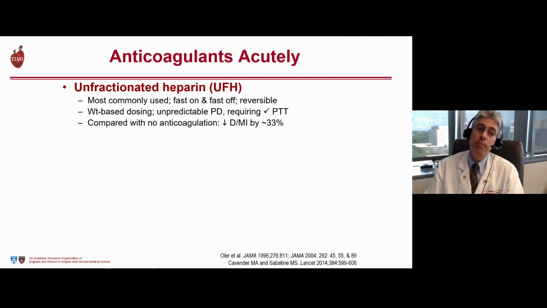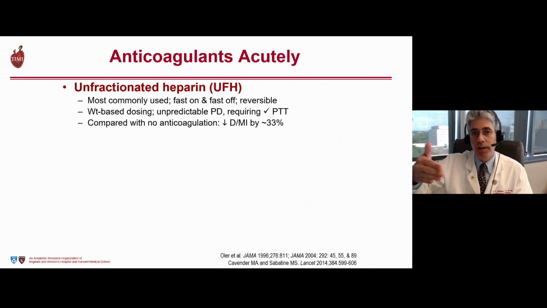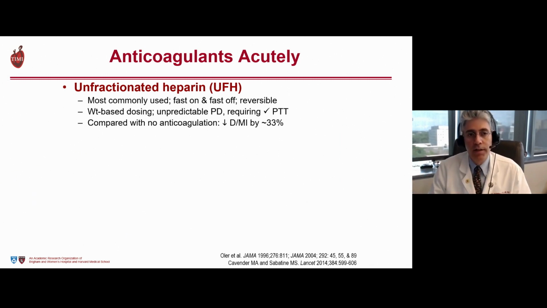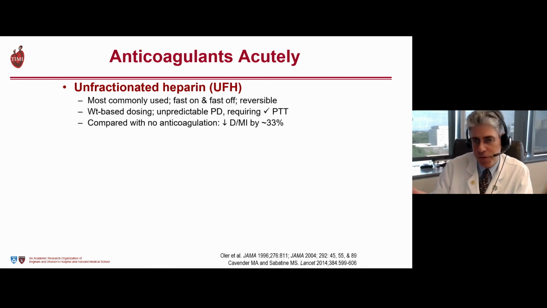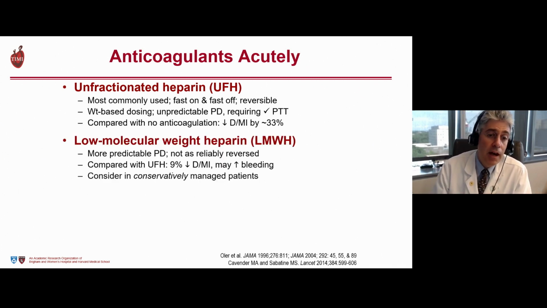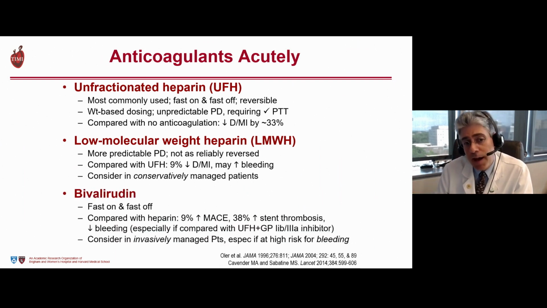Anticoagulants. This is a little simpler because here we're not layering additional therapy, we're choosing one. And so most commonly we give unfractionated heparin, fast on, fast off. Sometimes we'd give low molecular weight heparin. That is typically more for conservatively managed patients, just because of its longer half-life. And then sometimes we give bivalirudin, like unfractionated heparin, it's fast on and fast off. We typically consider that in invasively managed patients, particularly for those at high risk for bleeding.